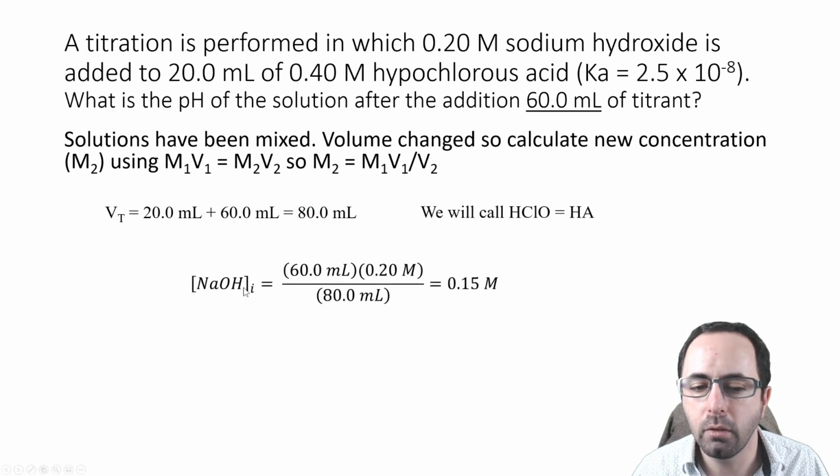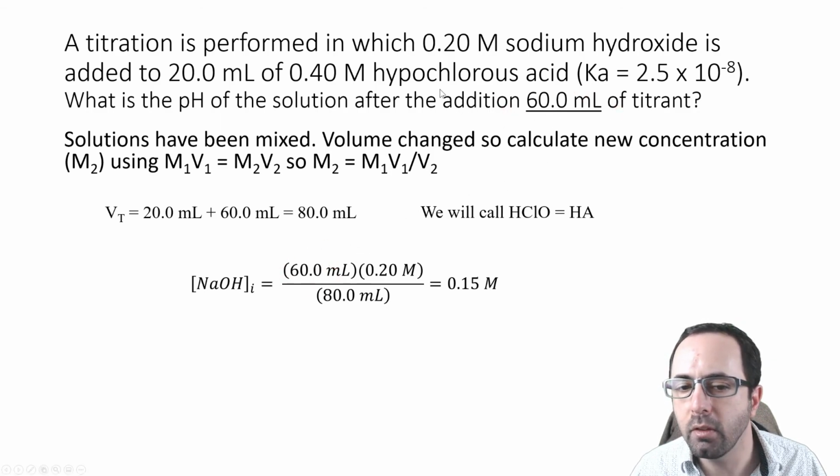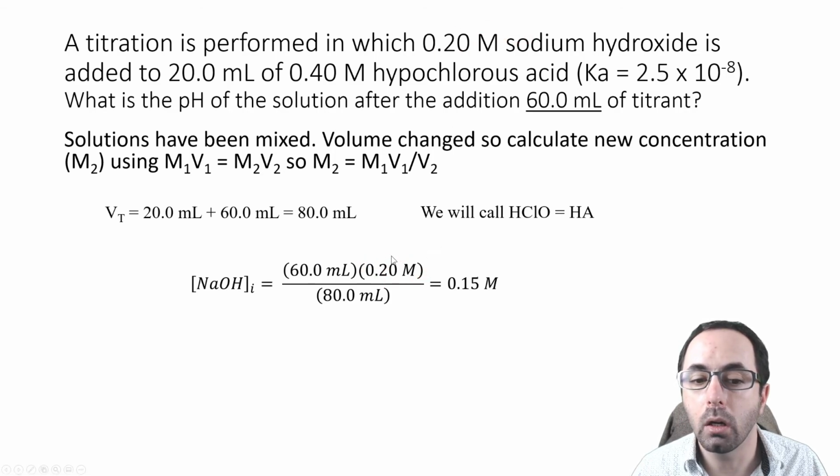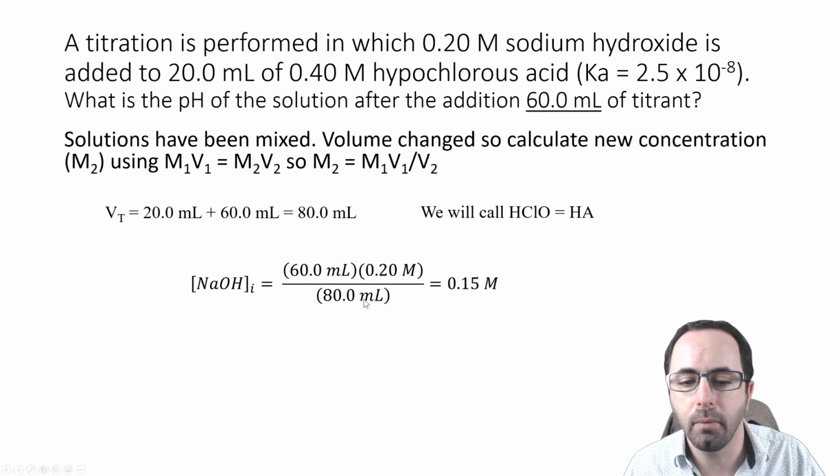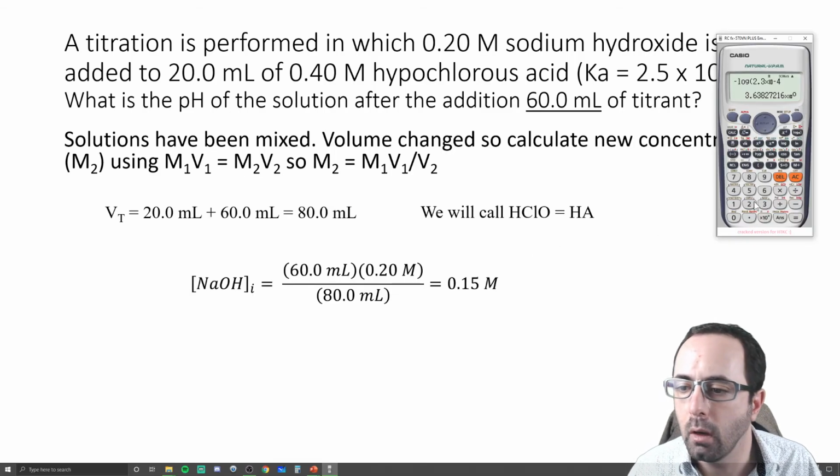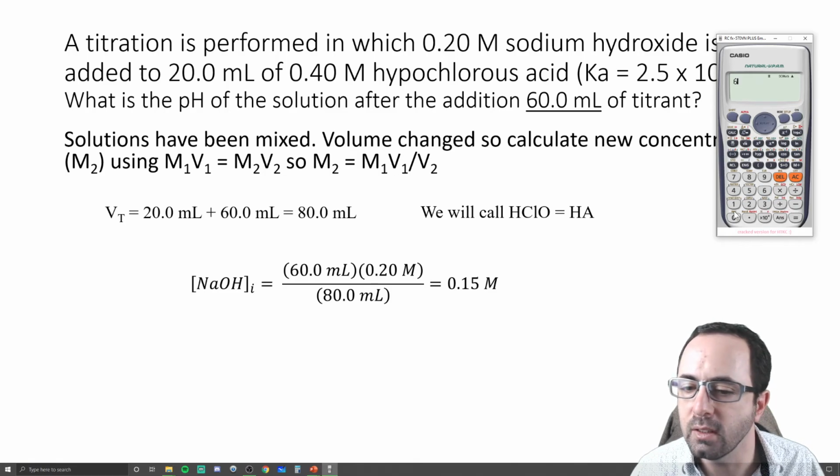So for sodium hydroxide, our volume 1 was 60 milliliters. That's how much we added. Our molarity of the sodium hydroxide is 0.2 molar right here. Our total volume, volume 2, is 80 milliliters right there. And so our concentration is 60 times 0.2 divided by 80. That equals 0.15 molar.